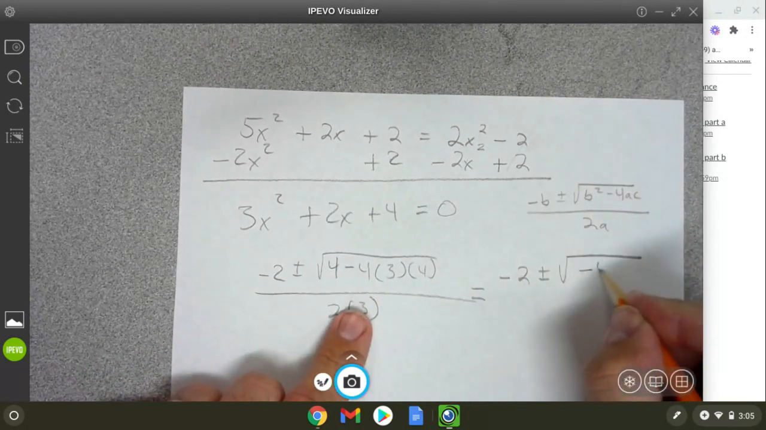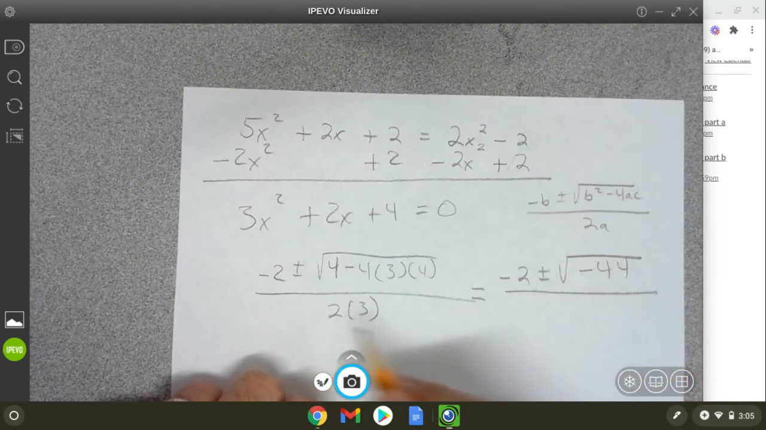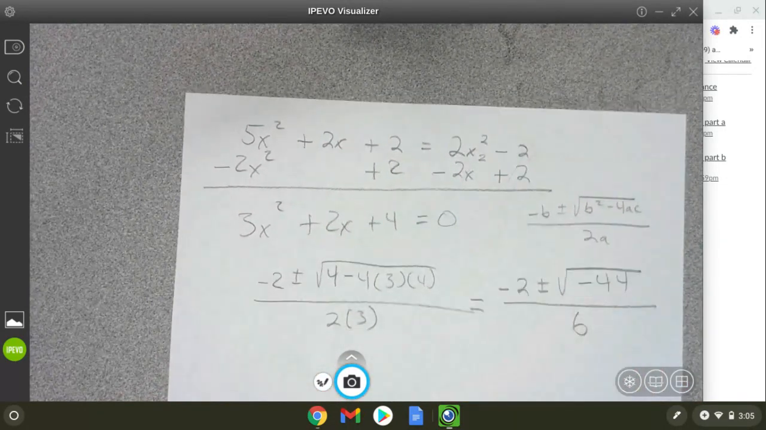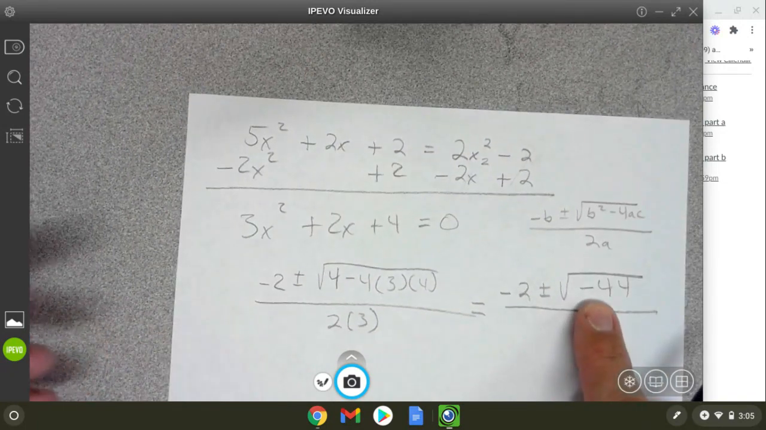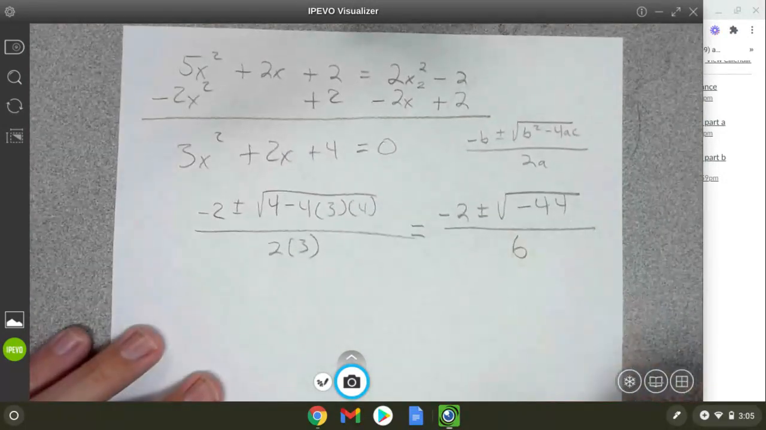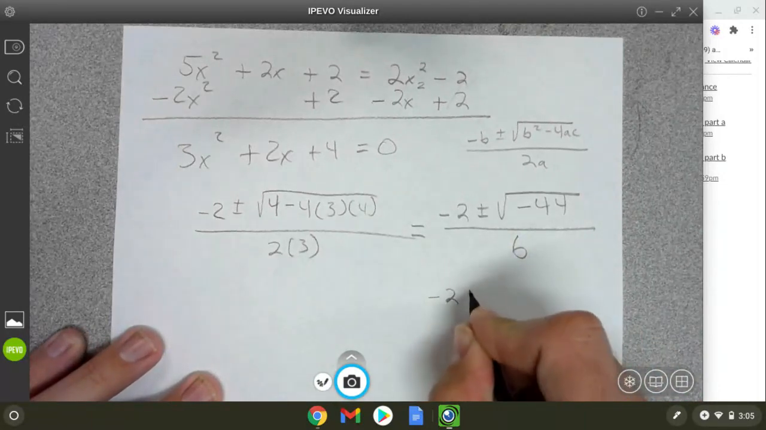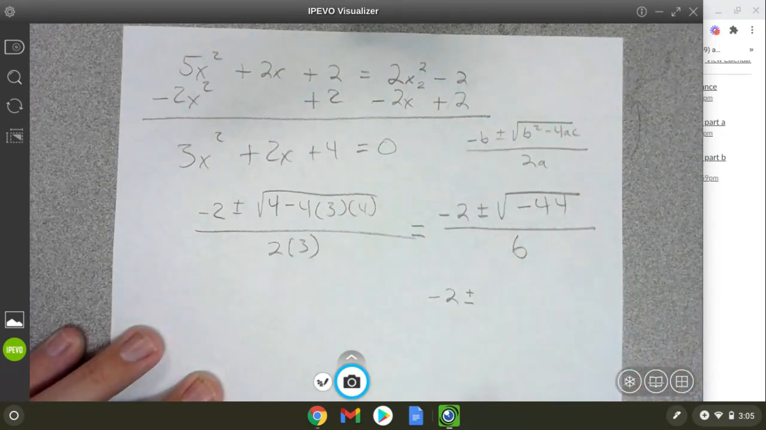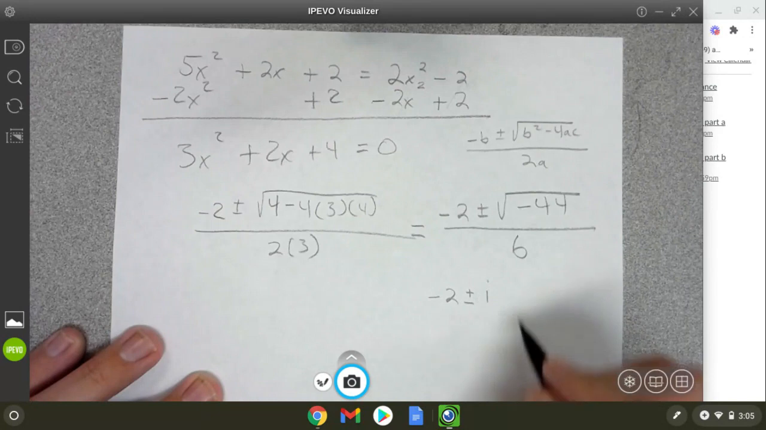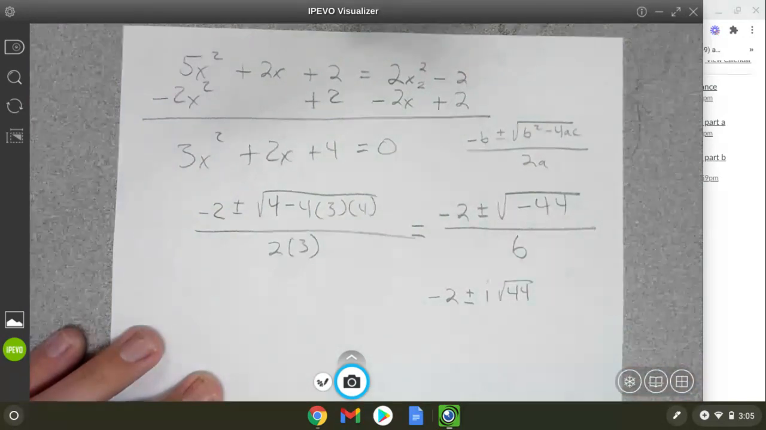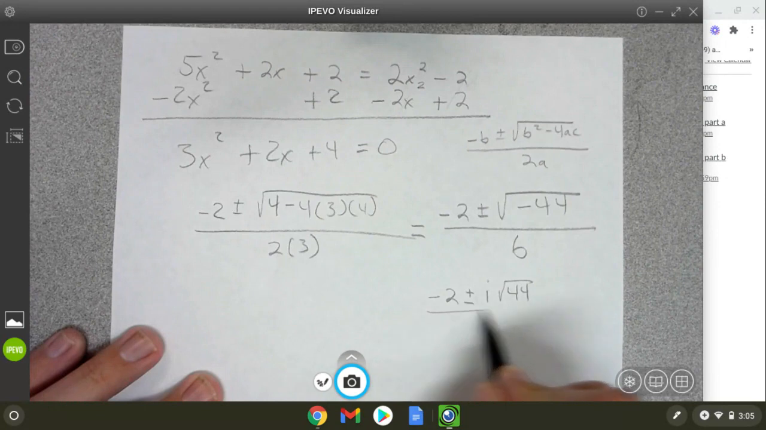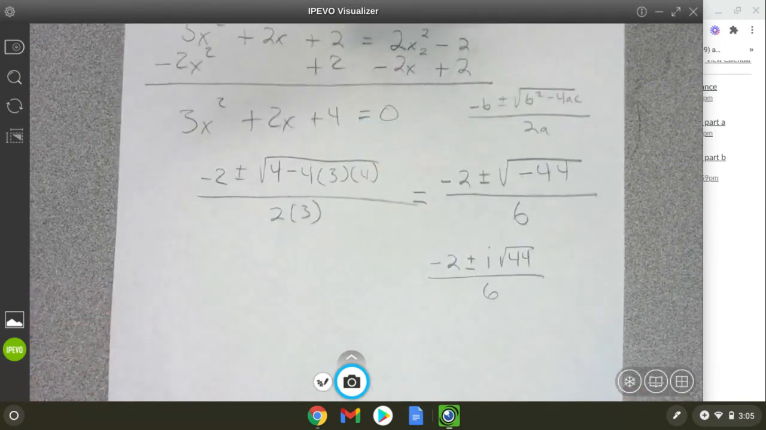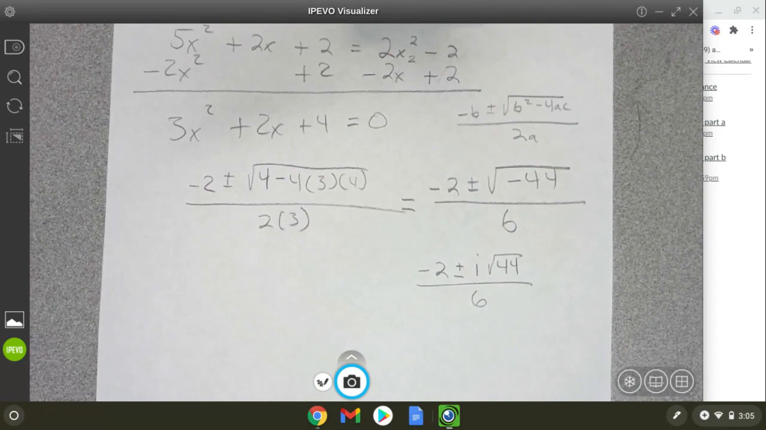And that is what is different about this one. 2 times 3 is 6. Because it's negative, you're actually going to wind up with complex solutions. When you have the square root of a negative, you wind up with imaginary numbers. So we're going to have negative 2 plus or minus, and this negative, you're going to pull it out of the square root, and it's going to become an i, but the rest of it's going to be normal. That way the root becomes positive. All over 6.